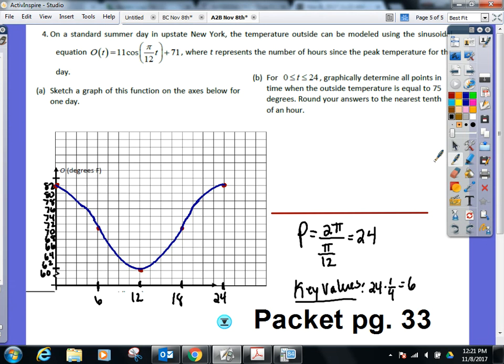Your max and your minimum should have been 60, your max 82. Okay, so your graph should have started and ended at 82. Halfway at 12 should have been 60. And then your midline ones at 6 and 18 should have been 71. Right?